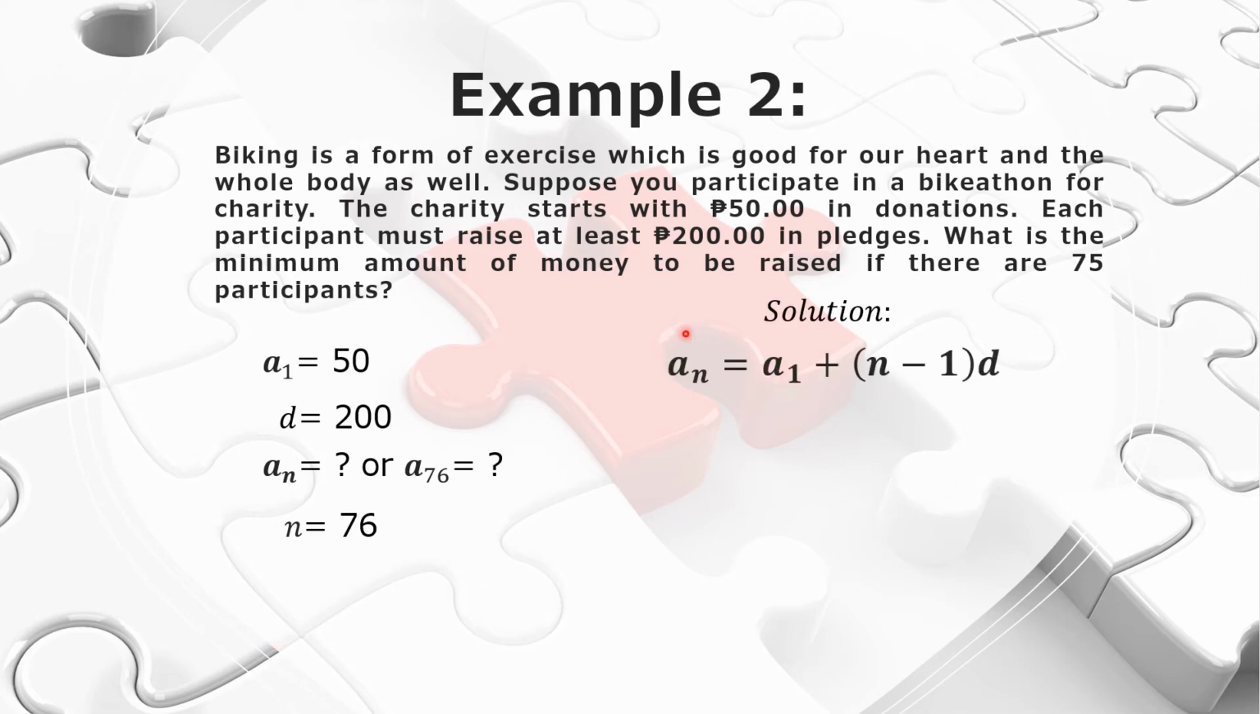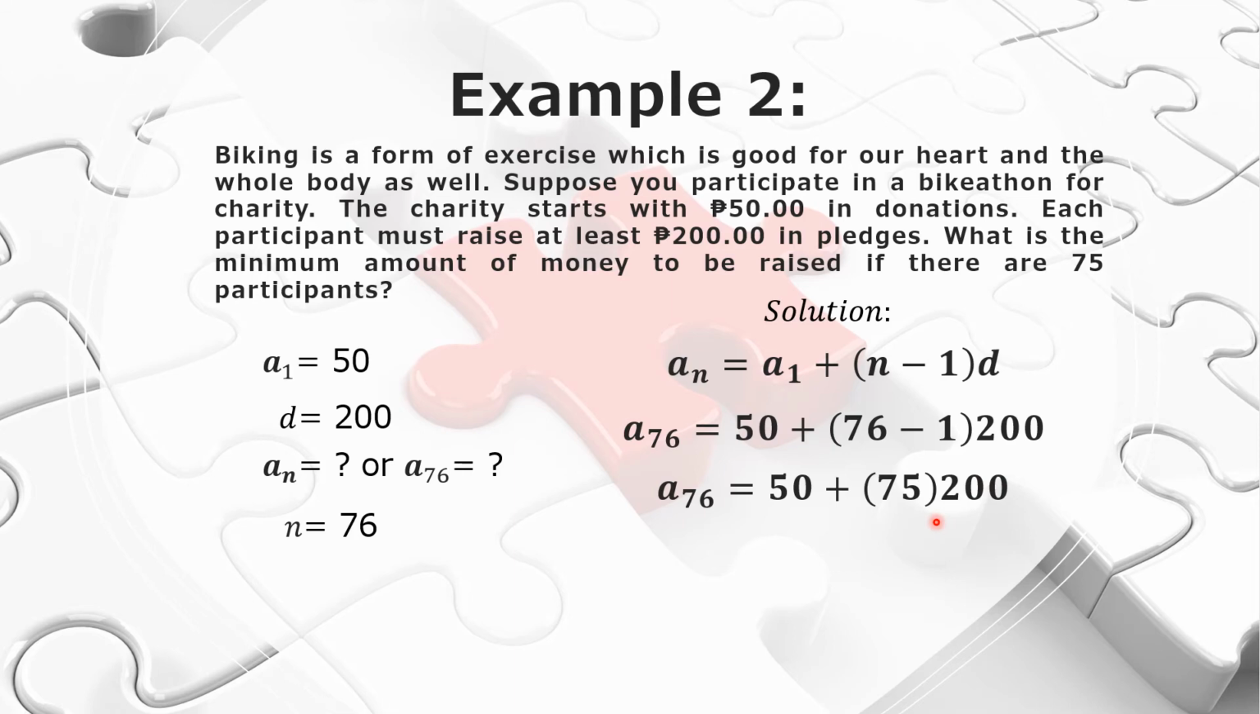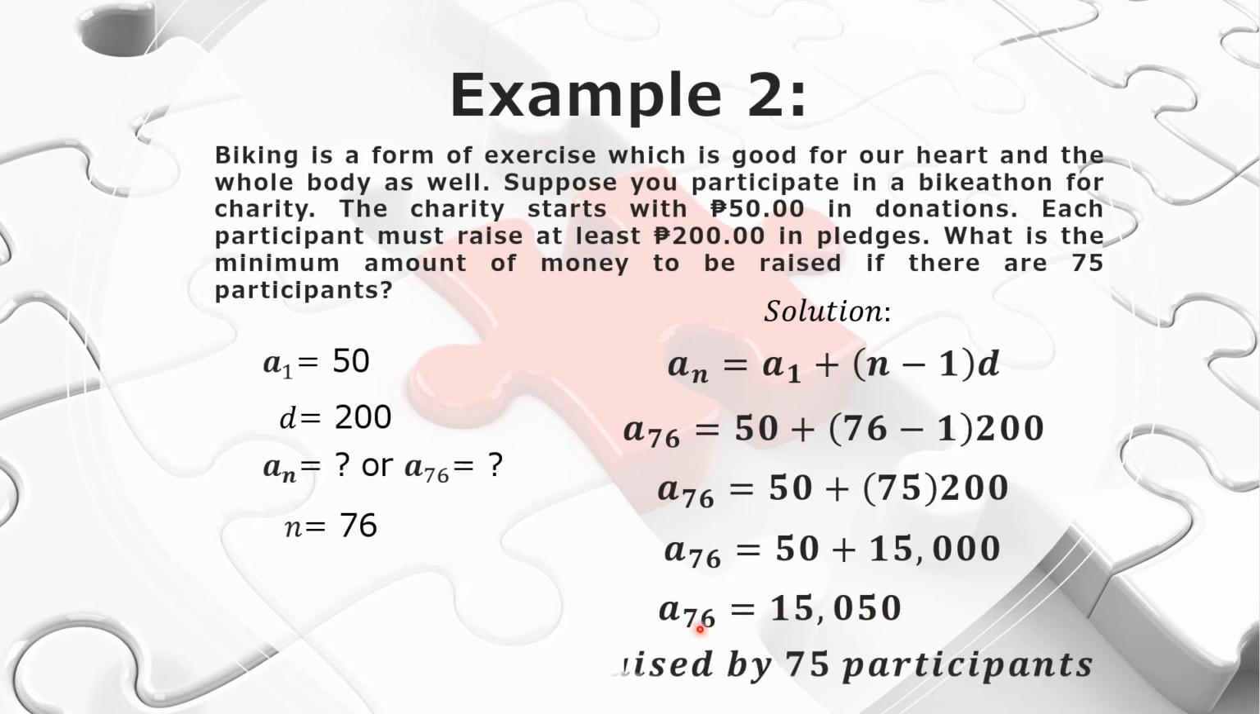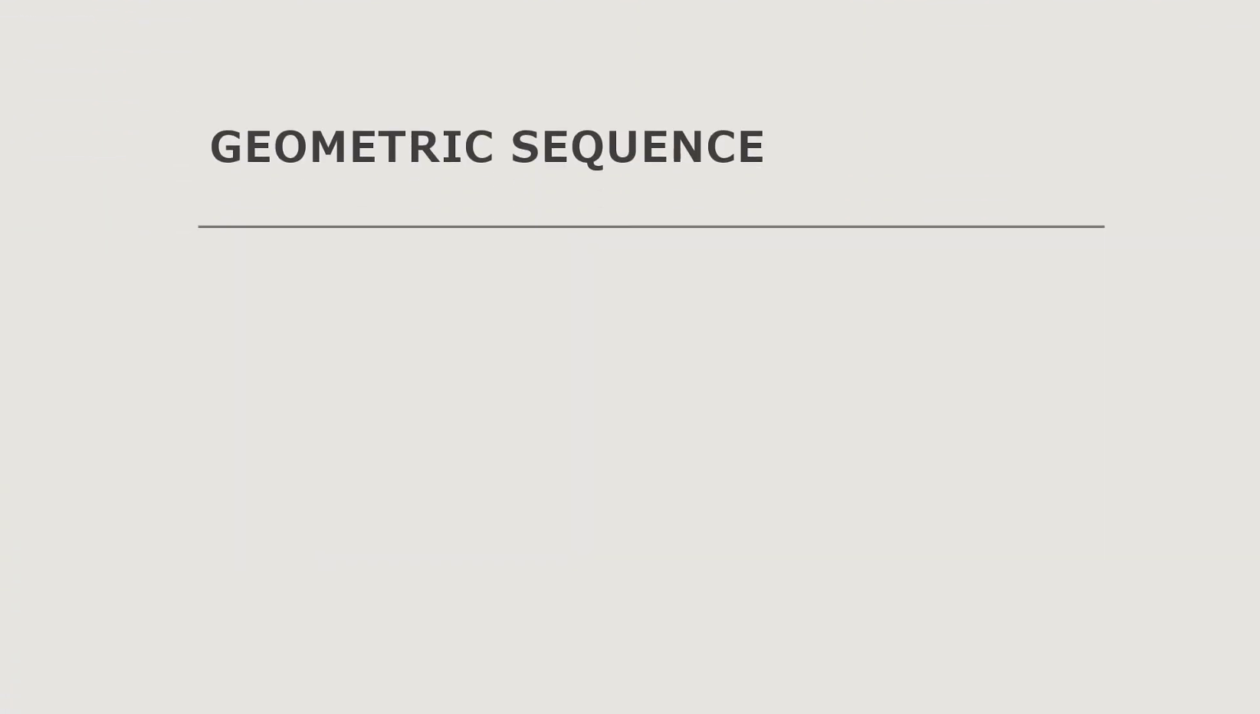Solution. Then this is our formula or ang ating formula. Then transform natin siya. A sub 1 is 50, n is 76, d is 200. Then unahin natin ulit yung nasa parenthesis. So 76 minus 1 is 75. 75 times 200 is 15,000. So 50 plus 15,000 is 15,050. So, meron tayong 15,050 na may-raise sa 75 participants. So, let's move on.